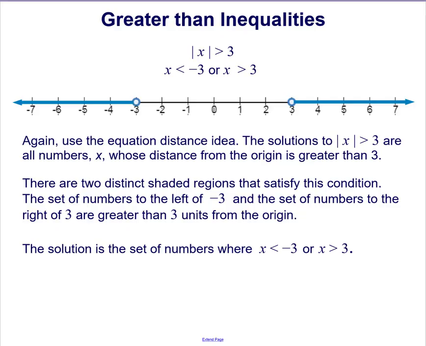The solutions to the absolute value of x greater than 3 are all numbers x whose distance from the origin is greater than 3. There are two distinct shaded regions that satisfy this condition. The set of numbers to the left of -3 and the set of numbers to the right of 3 are greater than 3 units from the origin. The solution to this set of numbers is where x is less than -3 or x is greater than 3.